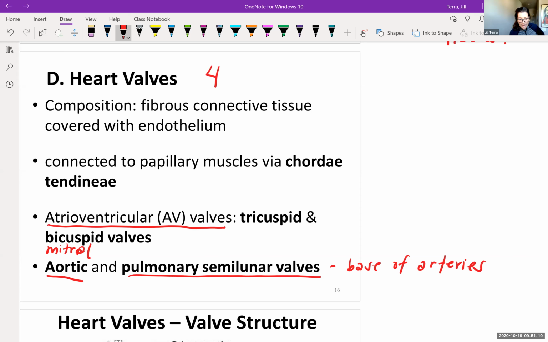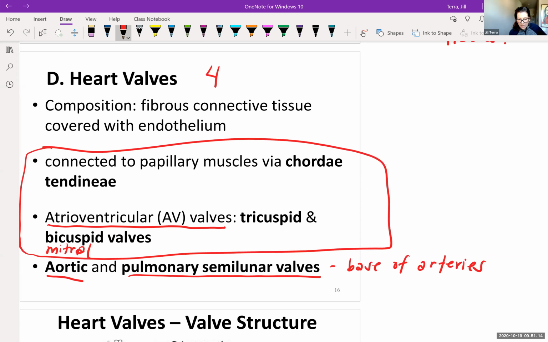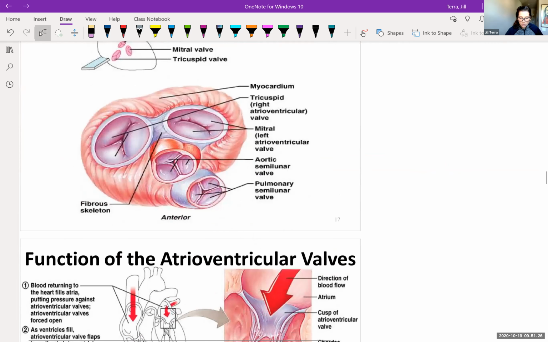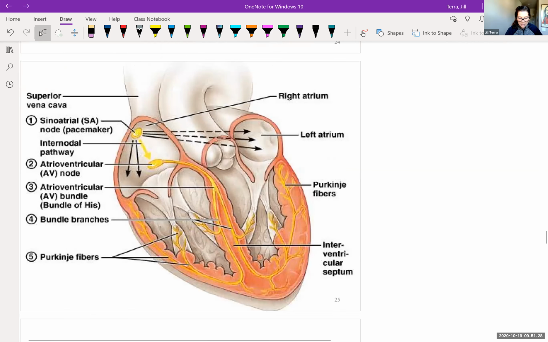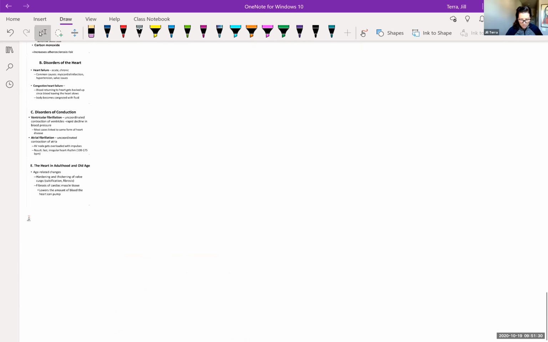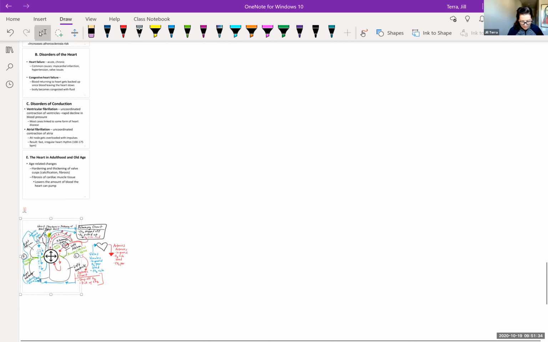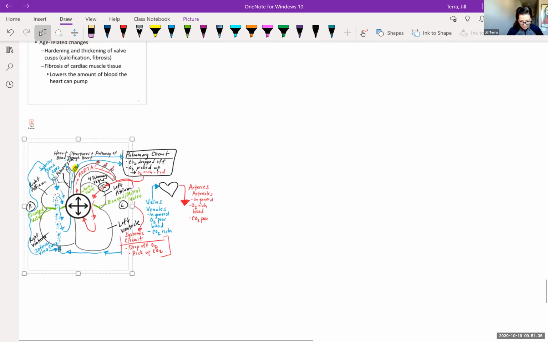And for the atrioventricular valves only, the valves are connected to papillary muscles via these cord-like strings called chordae tendineae. And so I want to go ahead and add that into our heart drawing that we did. Way down, there it is. I want to go ahead and add that in here.